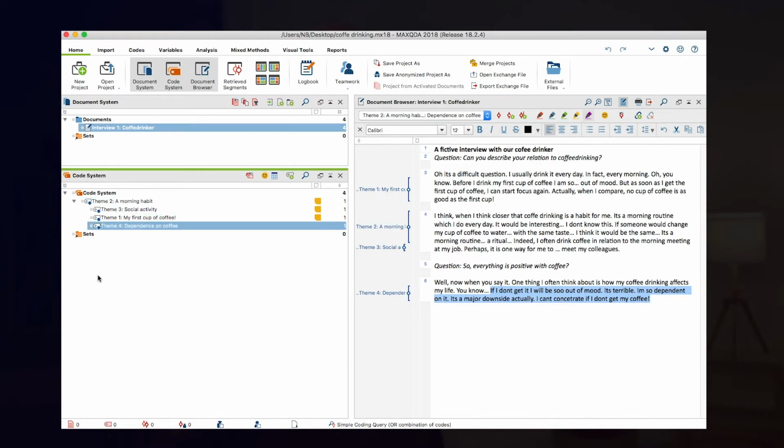If this is the case, this means that we can arrange our codes in a hierarchy with morning ritual at the top and the first cup of coffee, the dependence and the social aspects as concepts included in the ritual. Your emerging theory of how the person you interviewed relates to coffee habits describes coffee habits as a morning ritual with 3 subcategories. You can then choose to explore your emerging theory further by giving it more credence and more legitimacy by interviewing more people. So this is basically the inductive method.